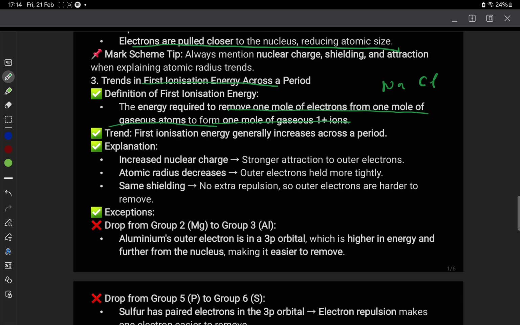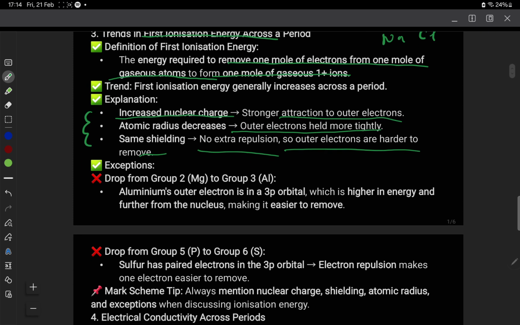Why? So let's look at why. Because more protons, which we call increased nuclear charge, so strong attraction to the outer electrons. And then smaller atomic radius, so outer electrons are held more tightly. And then same shielding, so no extra inner electrons blocking the nuclear pull, no extra repulsion, so outer electrons are harder to remove. But we do have an exception because chemistry likes to be difficult, right?